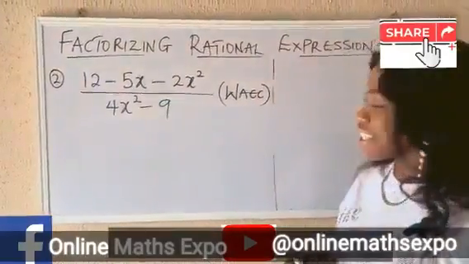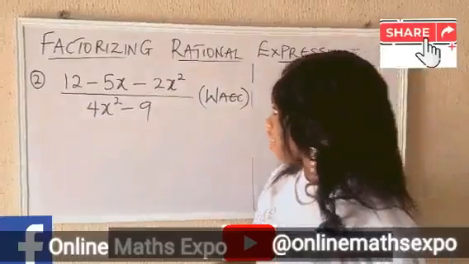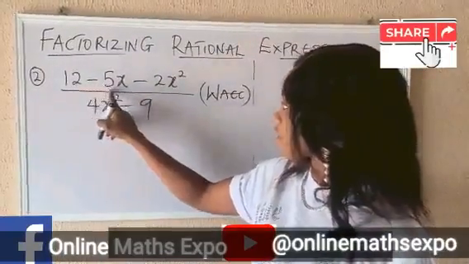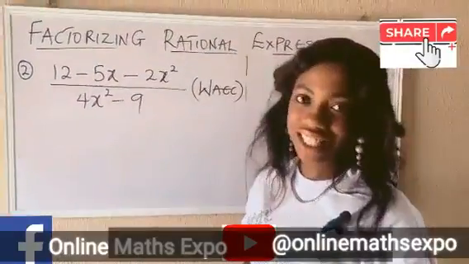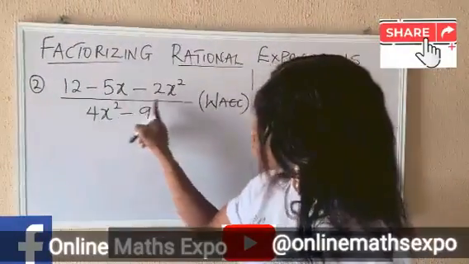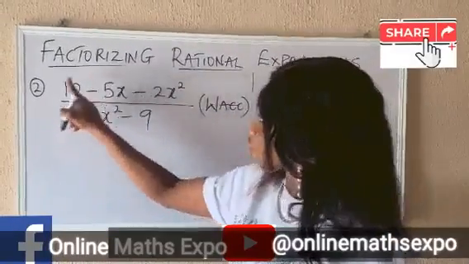Hope you understood example 1. Let's quickly look at example 2. For example 2, we have 2 minus 5x minus 2x squared all over 4x squared minus 9. So let's start with the numerator. For the numerator, this is quadratic, but we are going to rearrange.